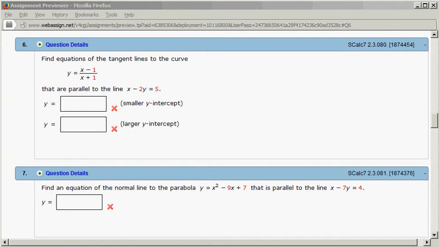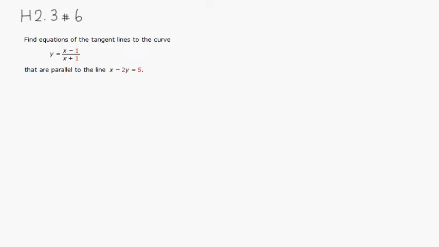Okay, let's look at homework 2.3, problem number 6. We want to find the equations of the tangent lines to this curve, y equals (x minus 1) over (x plus 1), that are parallel to the line given here, x minus 2y equals 5. All right, so let's do that.